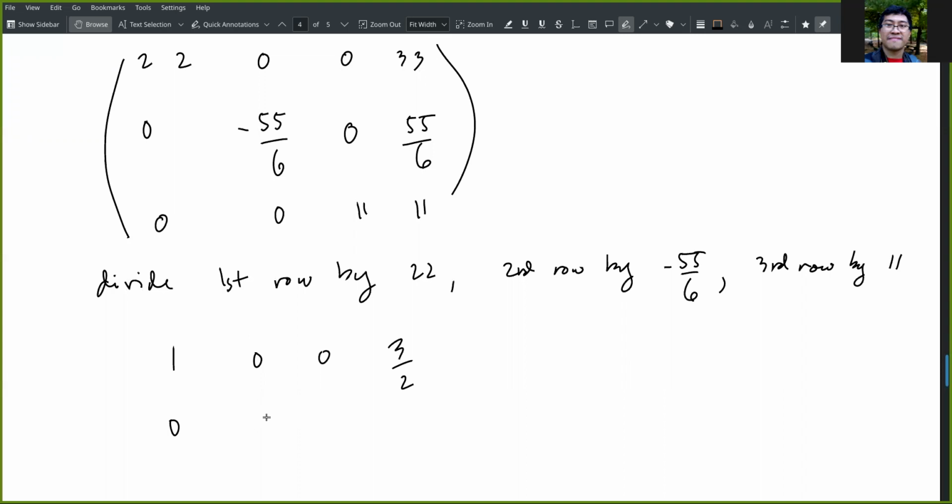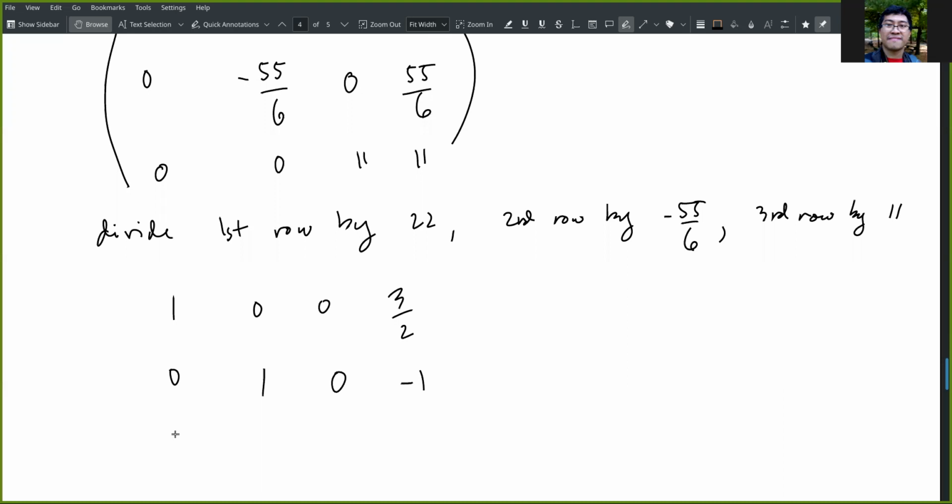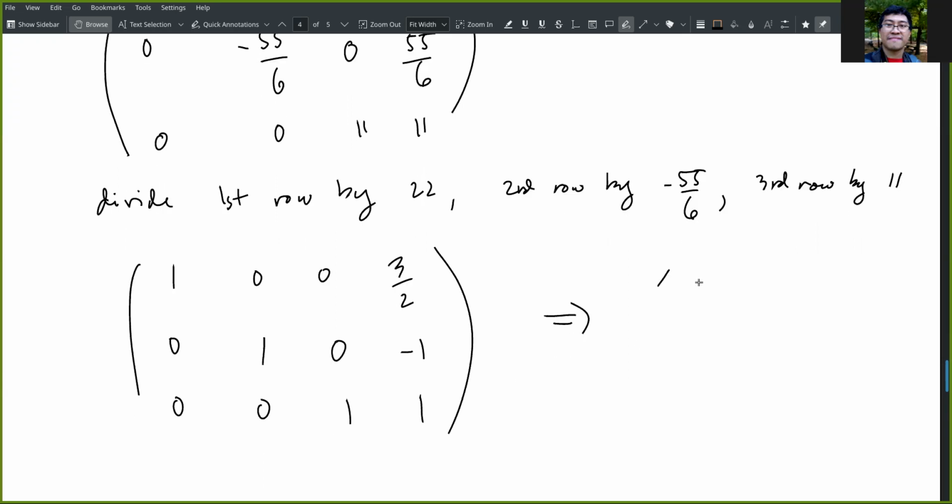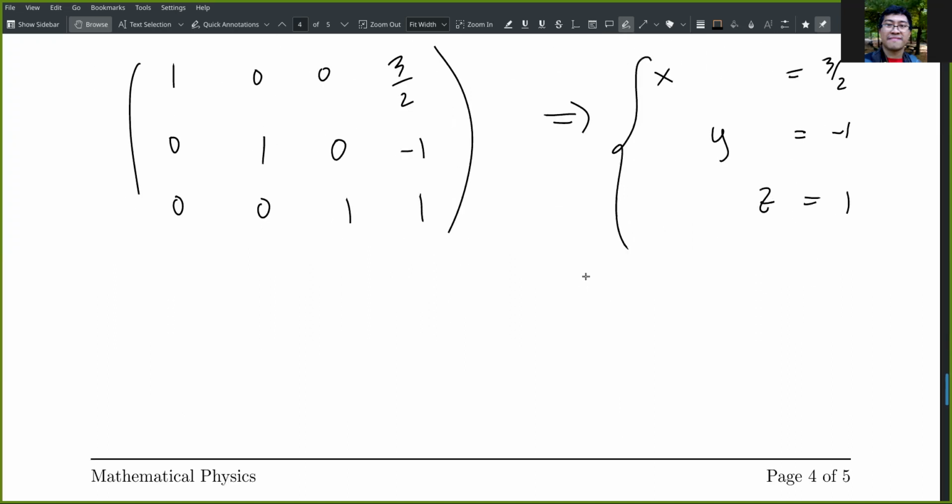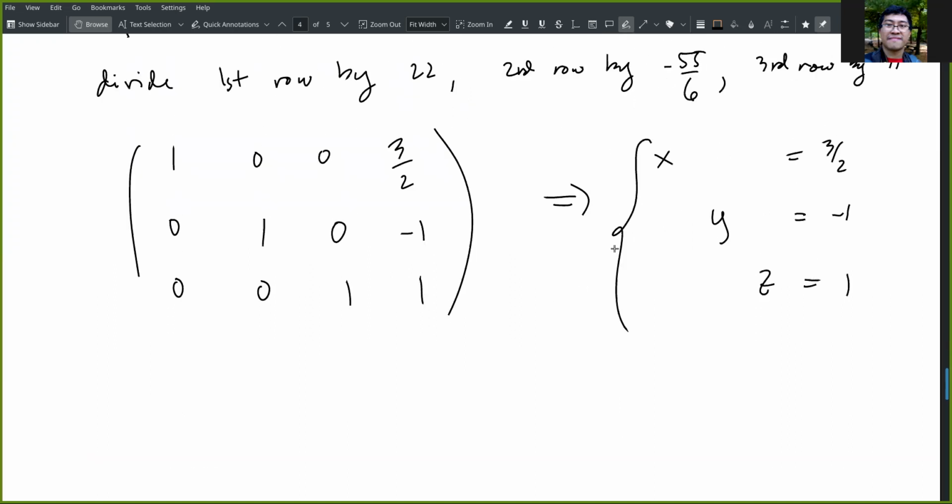Negative 55 divided by negative 55 over 6, so that's 1. 0, this number divided by negative 55 over 6, that's negative 1. And finally, you have 0, 0, 11 divided by 11, that's 1. Here's also 1. And this corresponds now to a set of linear equations: x plus 0y plus 0z equals 3 over 2, y equals minus 1, and z equals 1. And we have finally solved the set of linear equations.